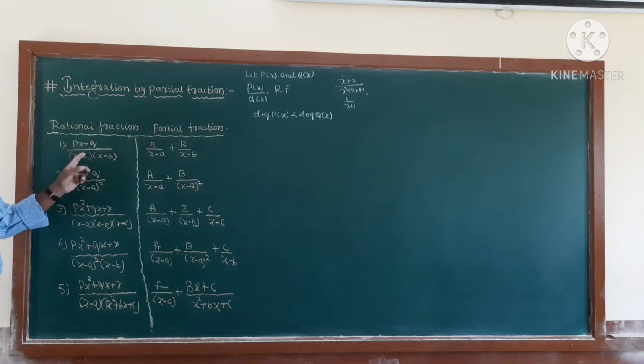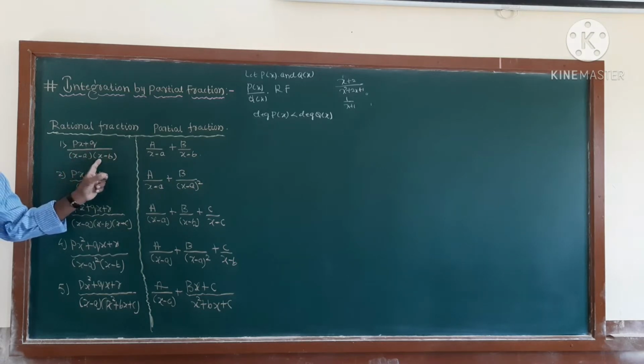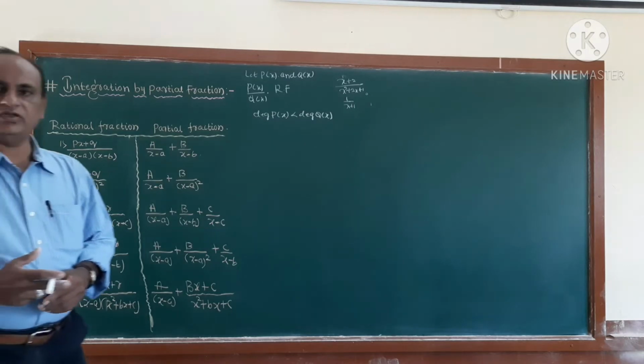Rational fraction, partial fractions. The rational fraction (px + q) divided by (x − a)(x − b) is a proper fraction: the numerator has degree one and the denominator has degree two. This is one of the good examples of a proper fraction, where the denominator is a non-repeated linear factor.